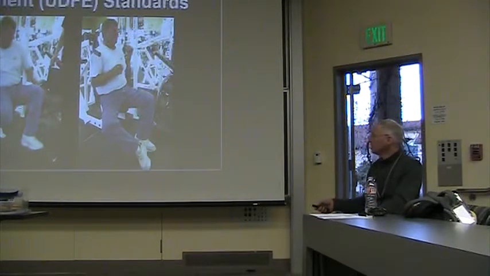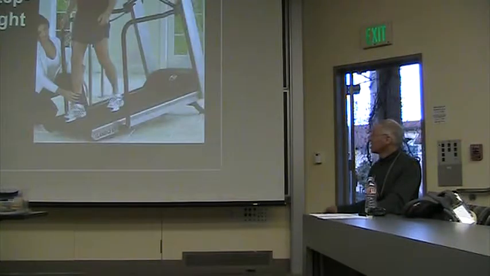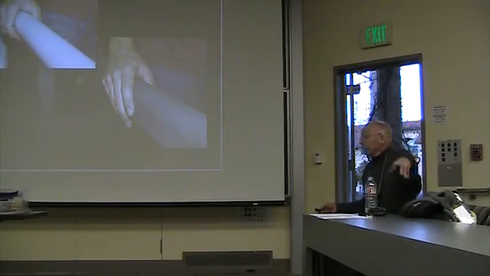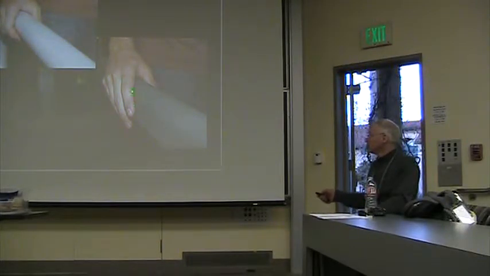You can see that the bench on this machine is just a little tiny triangle, and this guy can't really balance on there. Treadmills, if they have too high of a step, people can't step up onto it to do the walking exercise that they need. Or if the handrail, in this case, is this big giant oval, you can't even get your hand around it to safely hold on to the treadmill.